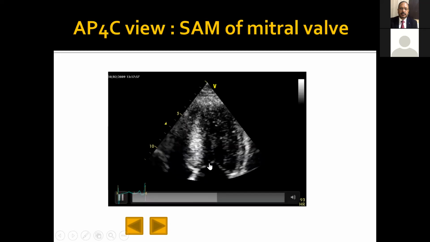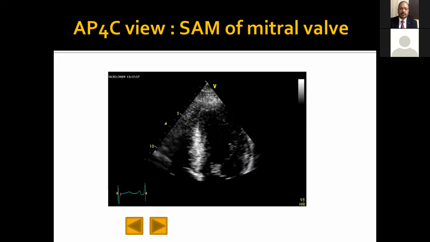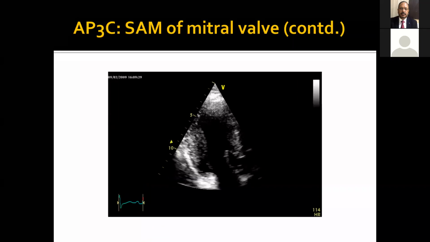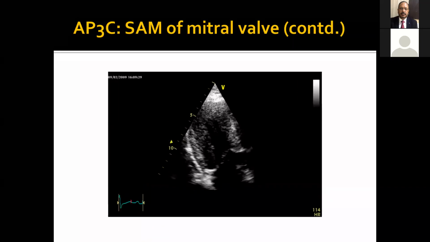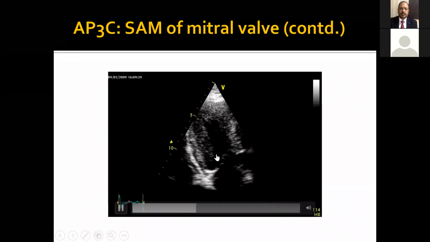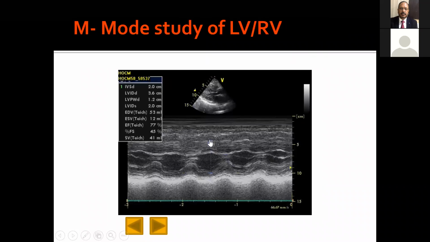Here, the leaflets apparently cross, they don't really cross, and this anterior mitral leaflet hits the interventricular septum. Apical three-chamber view, same systolic anterior motion over here. Look at the septum here. It is much thickened compared to the left ventricular posterior wall, and the ejection fraction is supernormal.